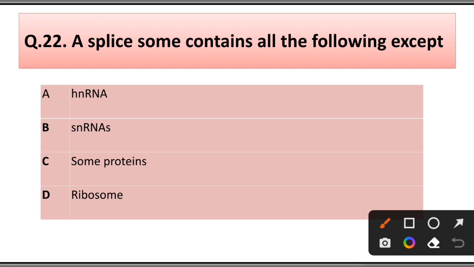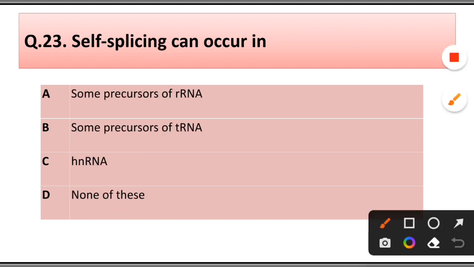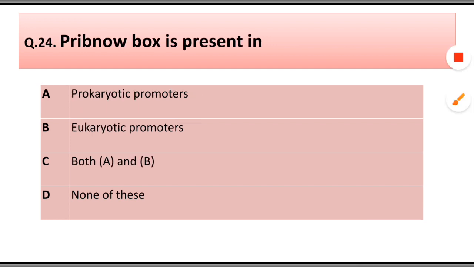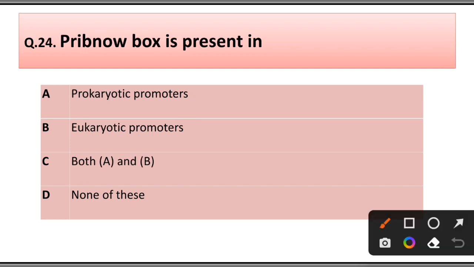22. A spliceosome contains all of the following except hnRNA, snRNA, some proteins, ribosome. Correct answer is option D, ribosome. 23. Self-splicing can occur in some precursors of rRNA, some precursors of tRNA, hnRNA, none of these. Correct answer is option A, some precursors of rRNA. 24. Pribnow box is present in prokaryotic promoters, eukaryotic promoters, both A and B, none of these. Correct answer is option A, prokaryotic promoter.